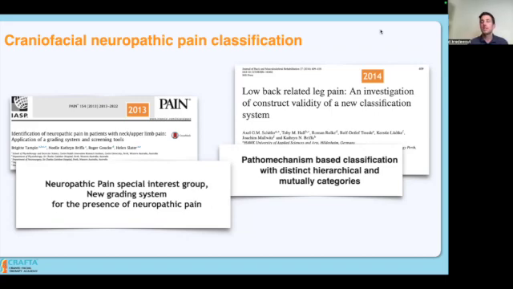So this is what they already saw at that time. They thought, okay, maybe there is a need for a special grading system. So we also now look more to the orofacial field instead of the upper limb or the lower limb area.